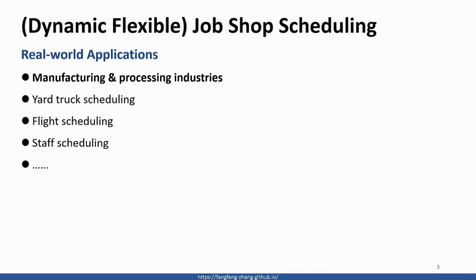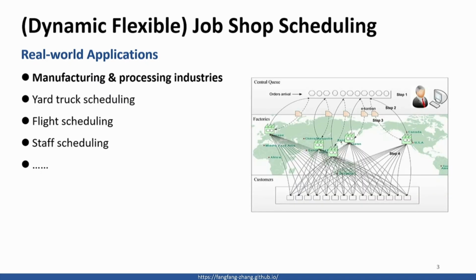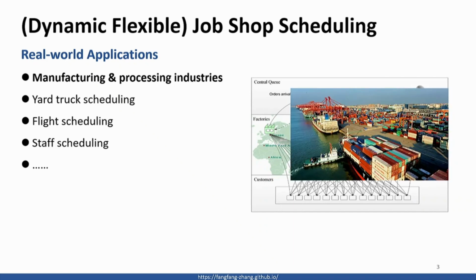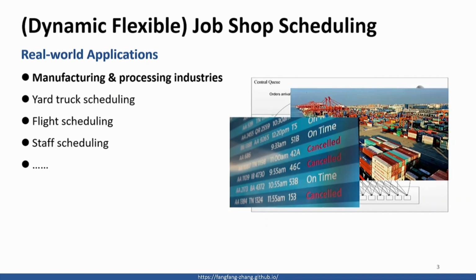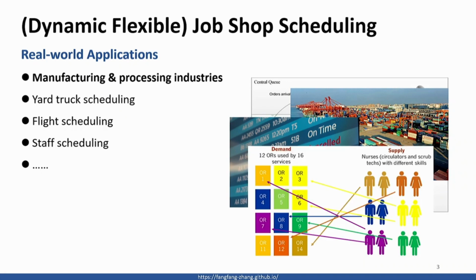If we consider the job as a task and the machine as the resources, there are actually a number of real-world applications of this research. The first one is, for example, manufacturing and production, and also yard truck scheduling at the berth, or flight scheduling. The resources at the airport are quite limited, so how can we make a good flight schedule? Also staff scheduling at the hospital or the university.